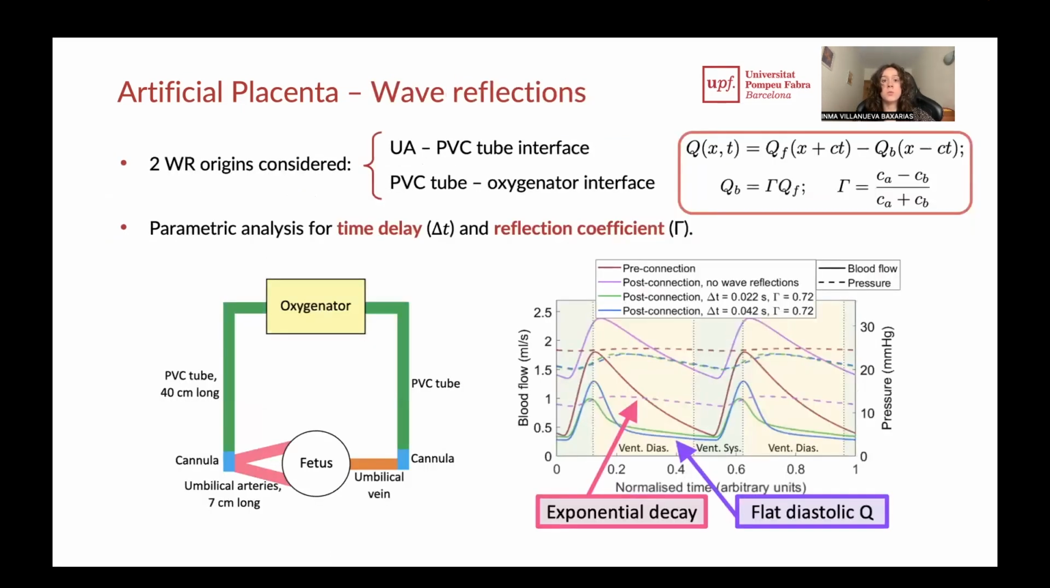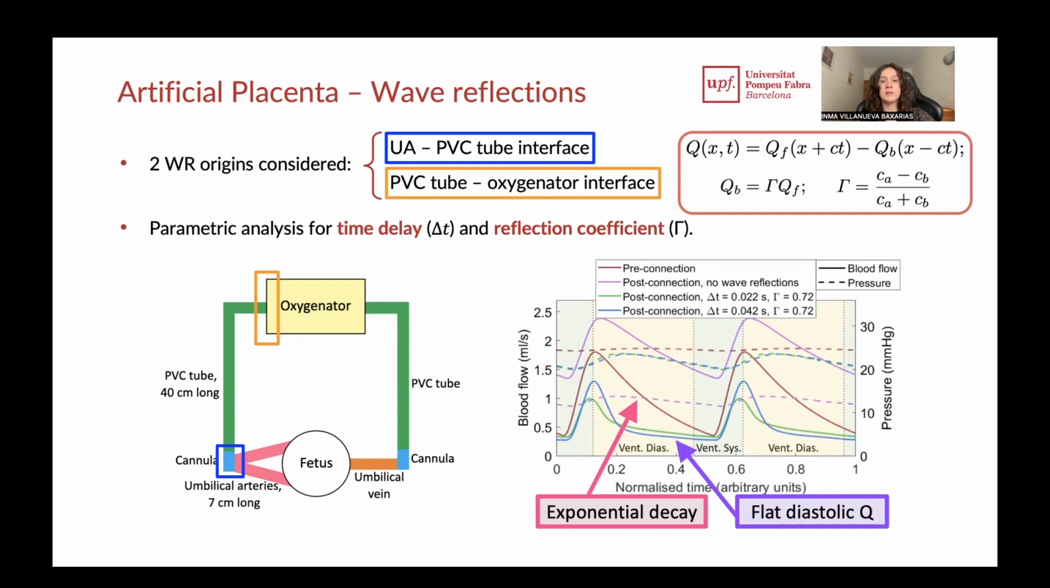For this reason, a simple wave reflection model was added, considering two possible origins, the umbilical artery with PVC tube and the PVC tube with the oxygenator interfaces. A parametric analysis was again performed both for the time delay, which is the phase shift between the forward and backward waves, and the reflection coefficient that depends on the pulse wave velocity between both media.